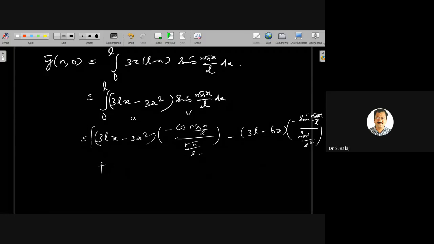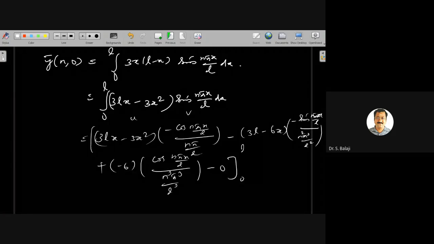And then formula plus, plus minus plus. Differentiation of this one again, it will be first factor. Differentiation of first factor will be minus 6. Then integration of this factor, sin integration is minus, already a minus is present, therefore it will be cos(n pi x by L), and then n cube pi cube by L cube. And then formula minus, differentiation of this one 0, and the limit is 0 to L.